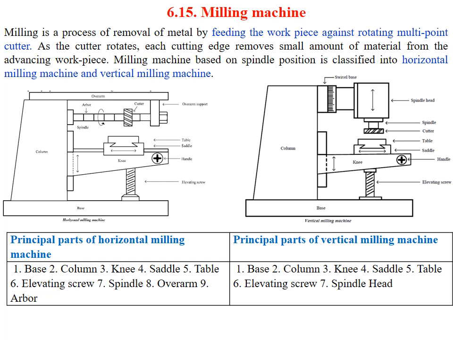Milling machines can be classified depending upon the spindle position as horizontal milling machine and vertical milling machine. Principal parts of the horizontal milling machine are: 1. Base, 2. Column, 3. Knee, saddle, table, elevating screw, spindle, overarm and arbor. Whereas principal parts of the vertical milling machine are base, column, knee, saddle, elevating screw and spindle head. If you see the comparison between the two, the horizontal milling machine has two items extra compared with the vertical milling machine, that is overarm and arbor.